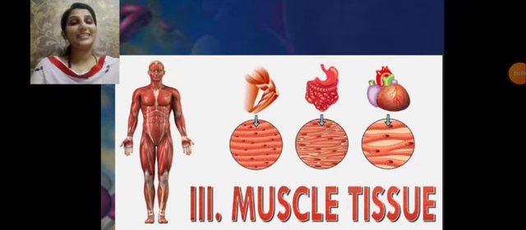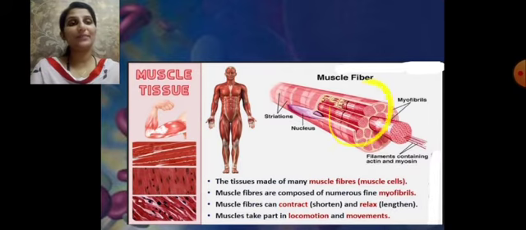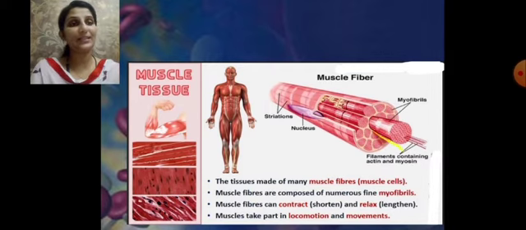Dear children, let us learn about the third type of animal tissue, that is the muscle tissue or muscular tissue. The muscle tissue is made up of muscle fibers or muscle cells. The muscle fibers in turn are made up of a large number of myofibrils. Inside the muscle fibers, we can see a large number of myofibrils.